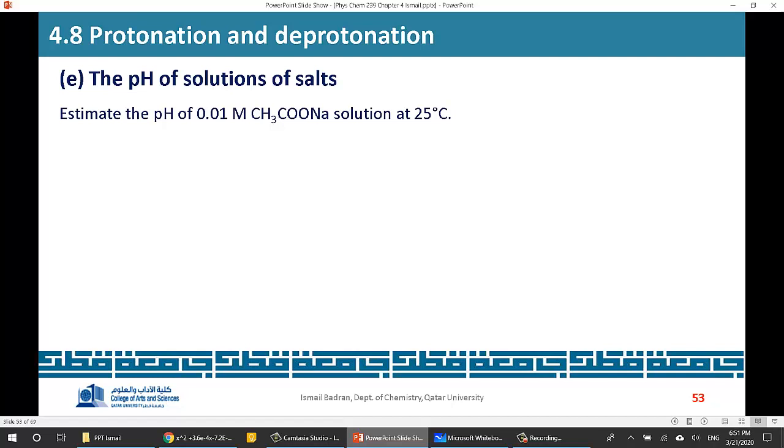It's a powder. It looks like a white powder. You throw it in water in the lab. Do you expect the pH to be 7, lower than 7, higher than 7? And how much is it? Let's go over this question.